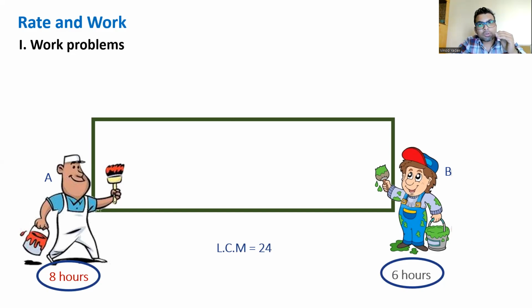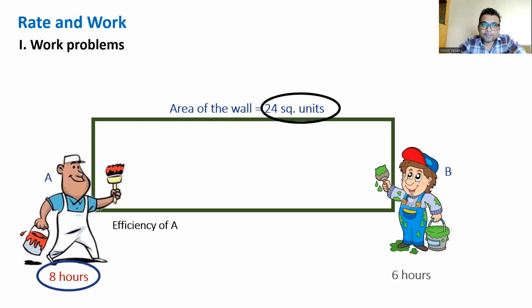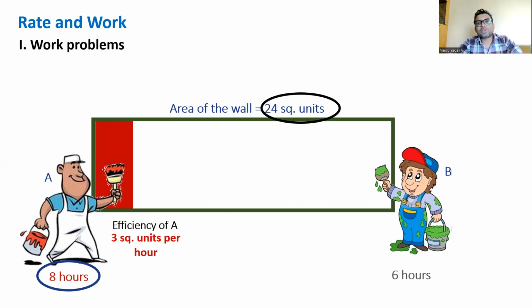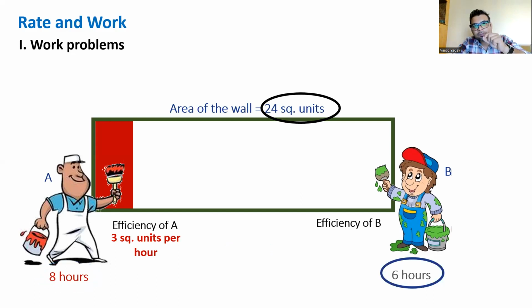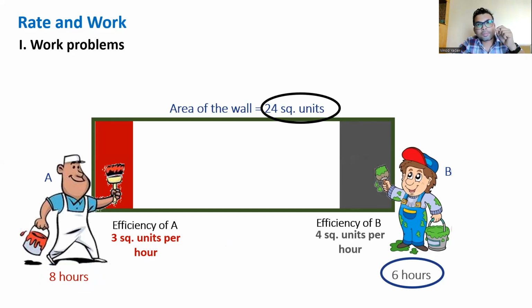Now, based on this, the way we had done there per hour, here also we find per hour, meaning we find efficiency. The area of the wall we have assumed is the total work to be done, that is 24 square units. Let's find out A's efficiency. A is doing 24 units in 8 hours, so per hour, correct, 3 units per hour. Similarly, B is doing 24 units in 6 hours, so per hour, perfect, 4 units per hour.